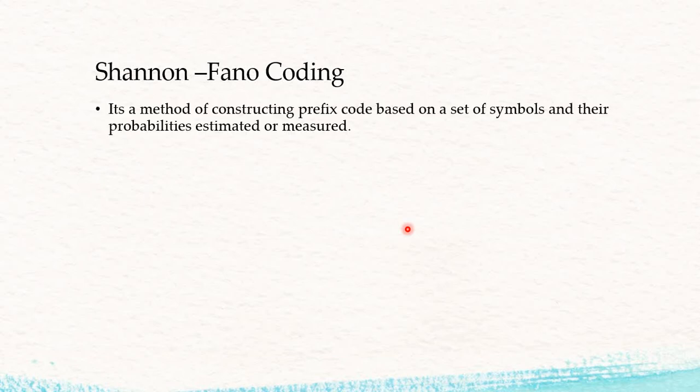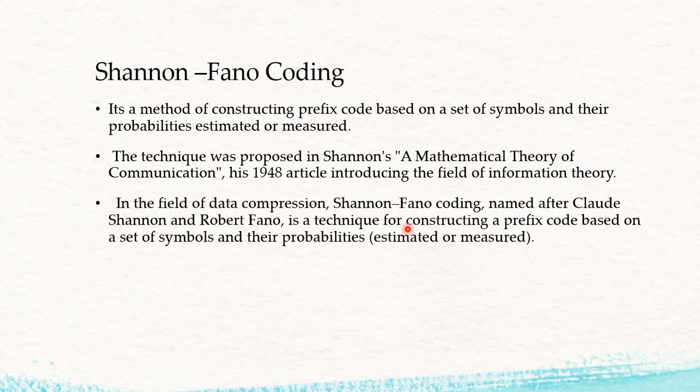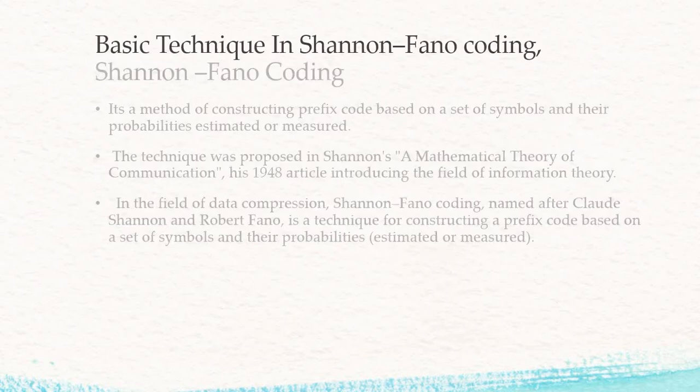Shannon-Fano coding is a method of constructing a prefix code based on a set of symbols and their estimated or measured probabilities. The technique was proposed in Shannon's A Mathematical Theory of Communication, his 1948 article introducing the field of information theory. In the field of data compression, Shannon-Fano coding, named after Claude Shannon and Robert Fano, is a technique for constructing a prefix code based on a set of symbols and their probabilities.